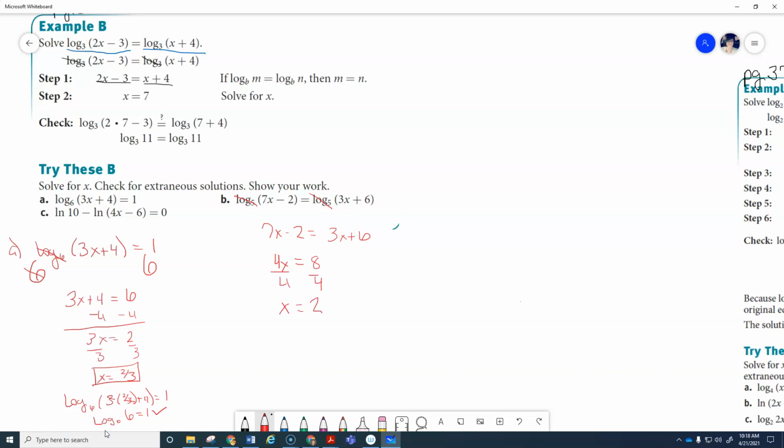Plug 2 in right here. I get 14 minus 2, that's 12. That's okay. Plug in 2 right there. I get 6 plus 6, that equals 12. And that means that that one works. So I didn't have any extraneous solutions here.